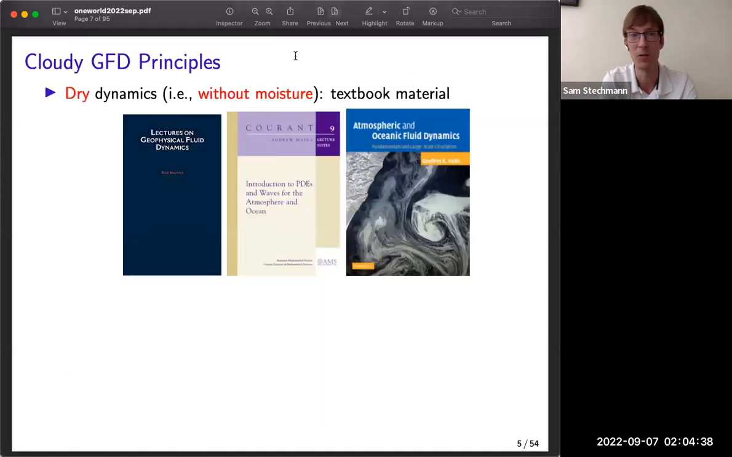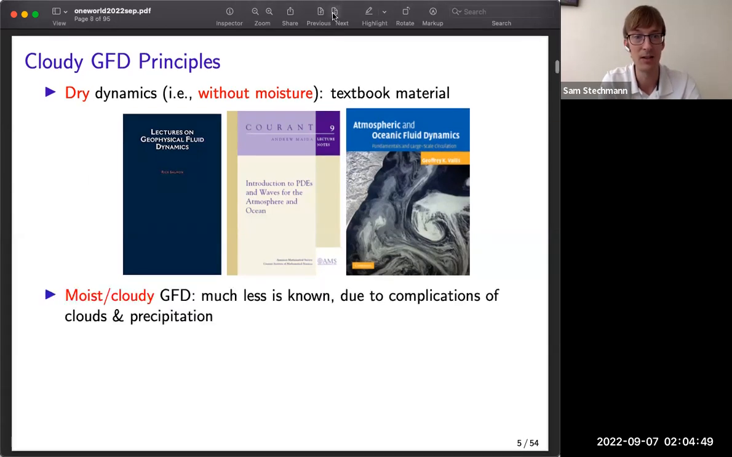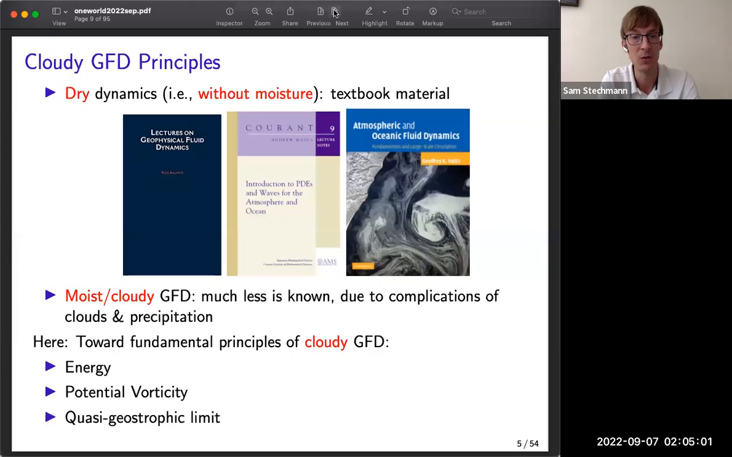To say a little more about that, if you think about dry dynamics without moisture, this is textbook material, and here are a few of my favorite books from my shelf. On the other hand, when you think about moist or cloudy geophysical fluid dynamics, there's a lot less known, because of the complications of clouds and precipitation. So here today, I'm going to talk about work towards defining some of these fundamental principles with clouds, and I'll talk about three aspects. First, energy, and then potential vorticity, and the quasi-geostrophic limit. I'm trying to think about those if we have clouds present.